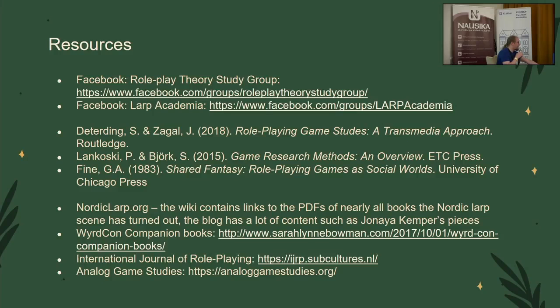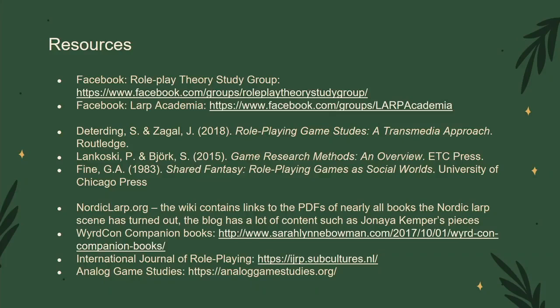NordicLARP.org has a wiki where you can find links to PDFs of nearly all the books from the Nordic LARP scene. And they are what we call para-academic, in that they're published outside of the academic system and they're not peer-reviewed. But they do get referenced in academia, and that's where a lot of our concepts for discussing LARP come from. There's also the American WeirdCon companion books, which do have peer-reviewed academic segments. And then there's the International Journal of Role-Playing and Analog Game Studies, which are open access journals that do publish a lot about LARP.